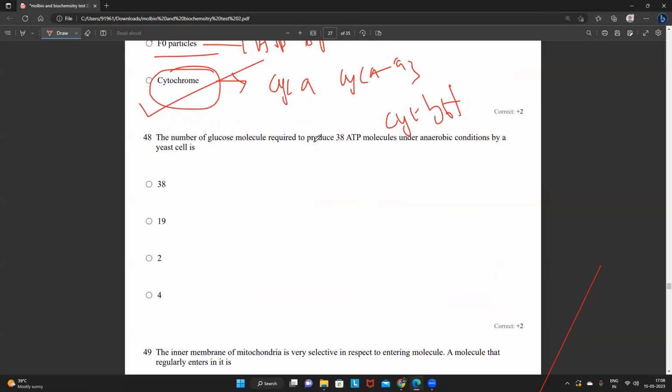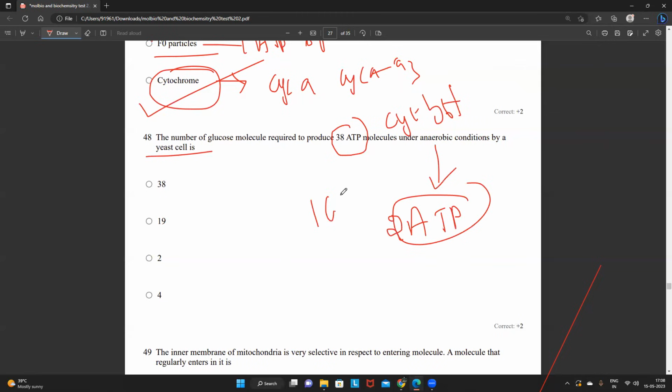The number of glucose molecules required to produce 30 ATP. People have given this wrong too, you know. Under anaerobic condition by yeast cell. See, friends, under the anaerobic condition, every student knows very well how many ATP you get. You get only 2 ATP. For 1 glucose, under the anaerobic condition, you get only 2 molecules of ATP.